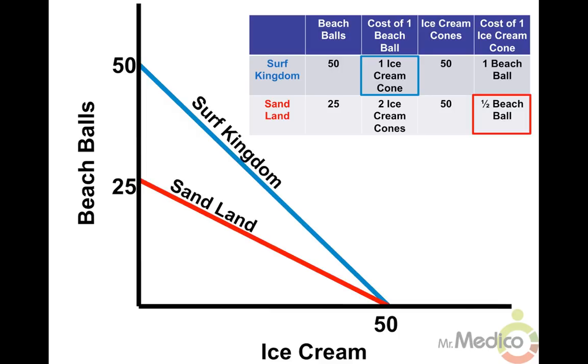So here there is no change in the opportunity cost as you move along Sandland and Surf Kingdom's PPCs. If you're given these constant cost PPCs and the maximum production values, like the 50 and the 25 beach balls for Surf Kingdom and Sandland, this would be an example of one of those output problems. So if you needed the opportunity cost of beach balls, beach balls are your denominator. If you were calculating the opportunity cost of an ice cream cone, then the ice cream cones are your denominator.